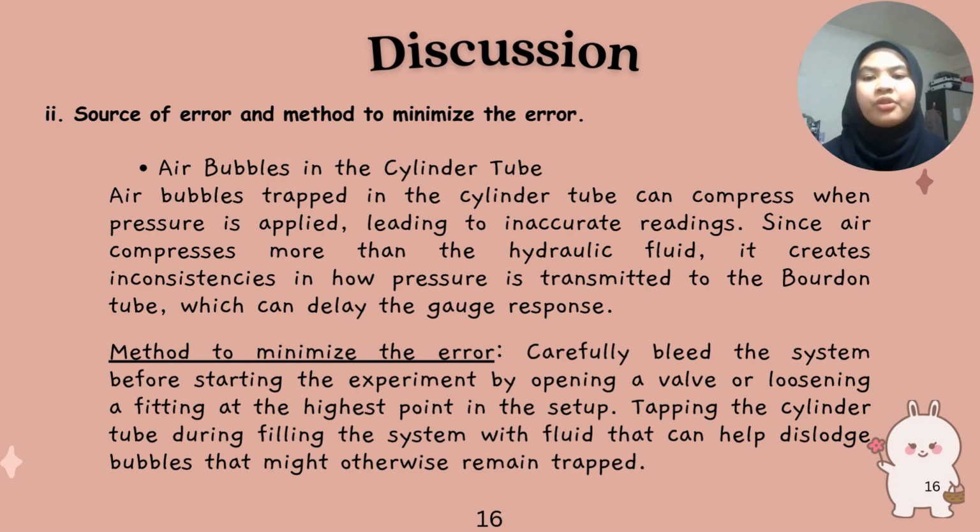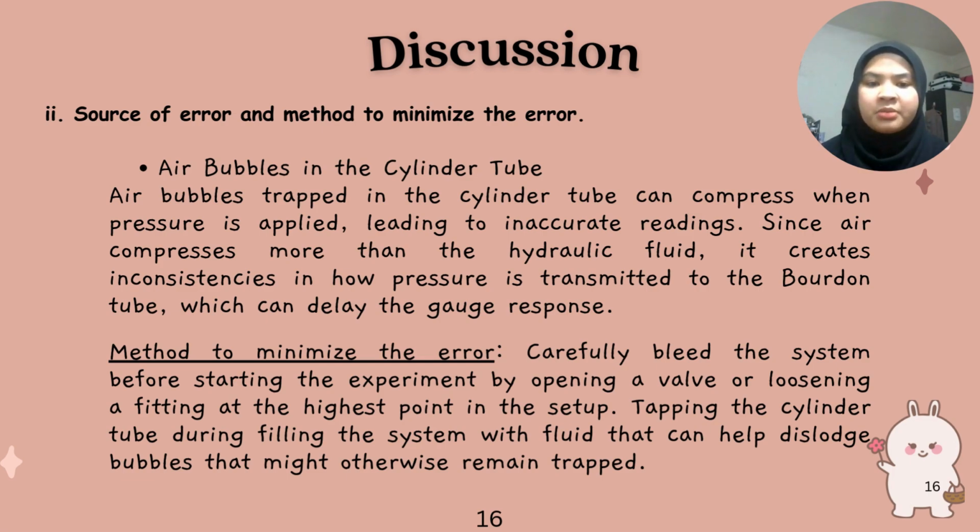The next source of error is air bubbles in the cylinder tube. Air bubbles trapped in the cylinder tube can compress when pressure is applied, leading to inaccurate readings. Since air compresses more than the hydraulic fluid, it can create inconsistency in how pressure is transmitted to the Bourdon tube, which can delay the gauge response.